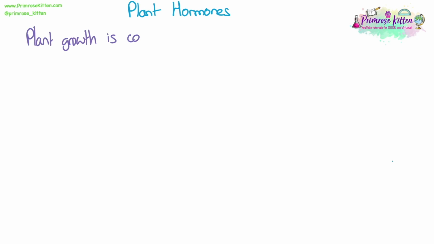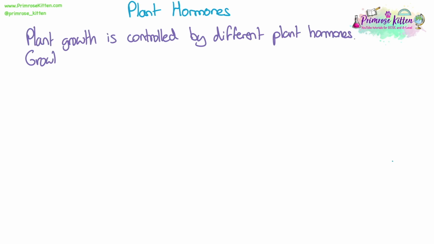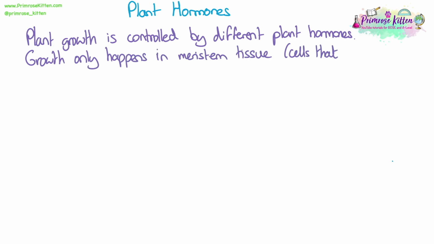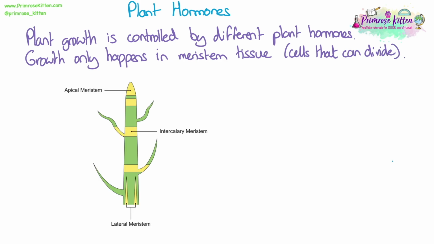Plant hormones. Plant growth is controlled by different plant hormones. Growth in plants only happens in meristem tissue, so these are cells that have the ability to divide, much like stem cells in animals. There are a few different meristem locations in a plant shoot. Tips of roots and shoots are known as apical meristems. This is how the shoot tips and the root tips elongate, how they get longer.